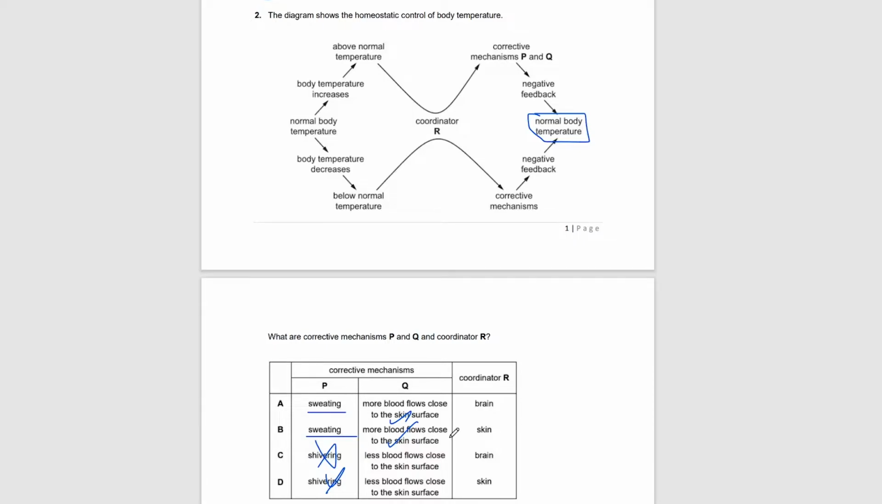And this mechanism is coordinated by the hypothalamus of the brain. So the brain is the control center, the brain is the coordinator. The temperature regulatory system, the hypothalamus, detects a temperature change in the blood and initiates this mechanism. So our answer would be A.